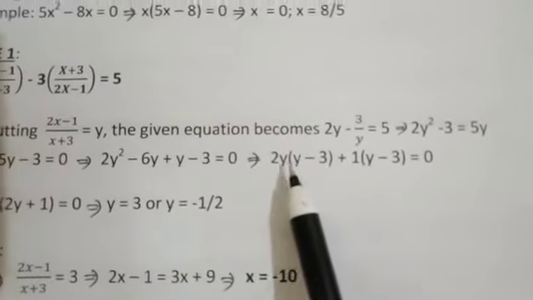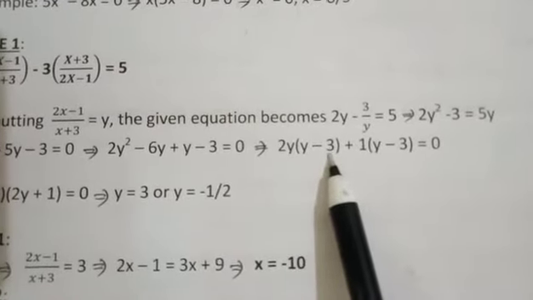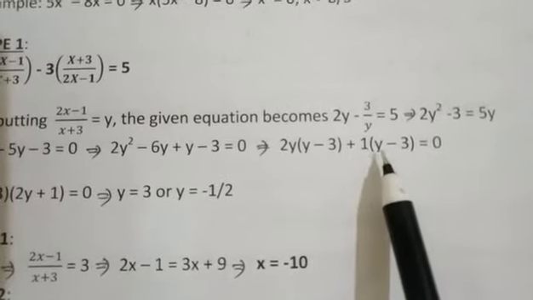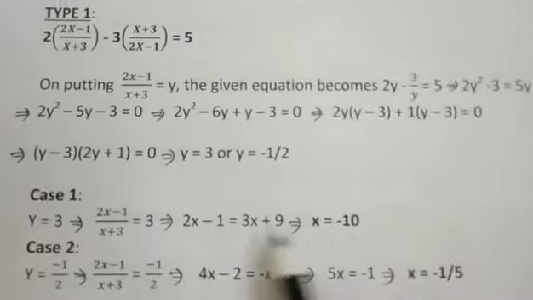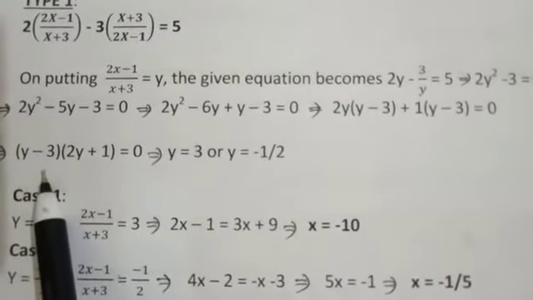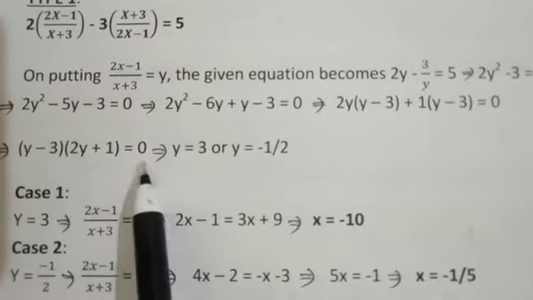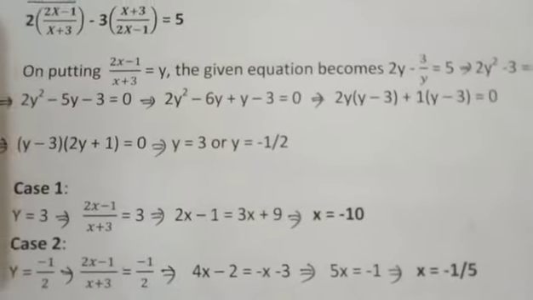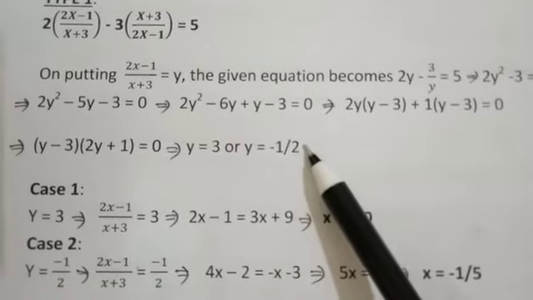So coming to the next step, 2y(y - 3) + 1(y - 3) = 0, which is going to give me two factors, y - 3 and 2y + 1 = 0, which on solving is going to give me values of y as 3 and -1/2.